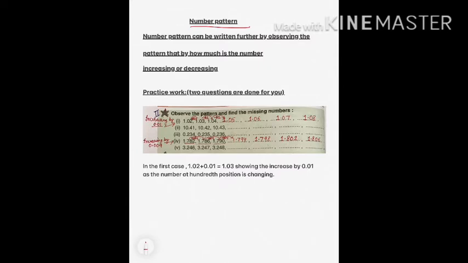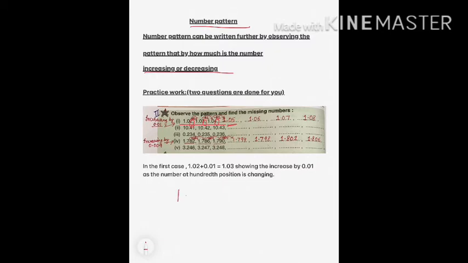You have to observe the pattern, whether the numbers are increasing or decreasing. So here I have done two for you: 1.02, 1.03, 1.04. That means the numbers are increasing by 1, but this is not the simple one. Which number is increasing? The number at the 100th place is increasing. Look at this. That means if I have to add 1, I will add like this.